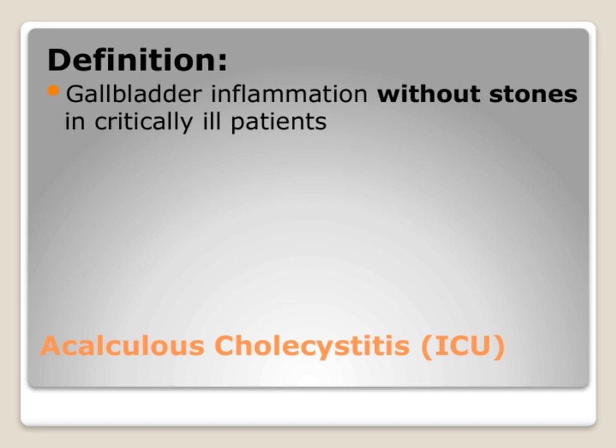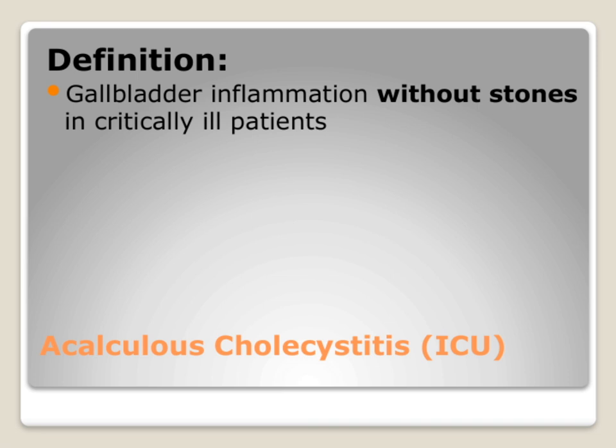In critically ill patients, especially those in the ICU, this form of cholecystitis can be quite challenging because it often occurs without the typical stones we usually associate with gallbladder problems. Instead, it's often linked to factors like ischemia, stasis, or systemic infection. Understanding this condition is crucial because it highlights the importance of maintaining vigilance in our critically ill patients.